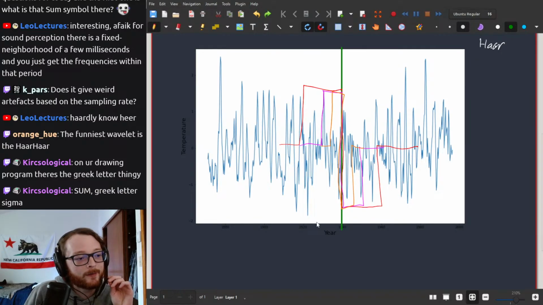Does it give weird artifacts based on the sampling rate? I don't think so, K-Pars. As far as I know, at least not with the Haar wavelet. Other wavelets might give some weird behavior.